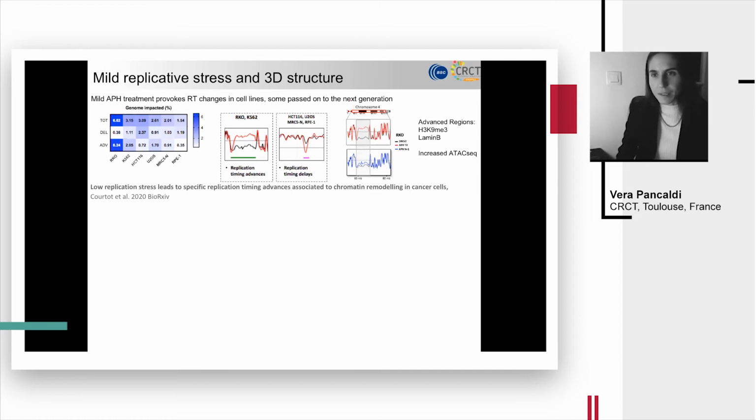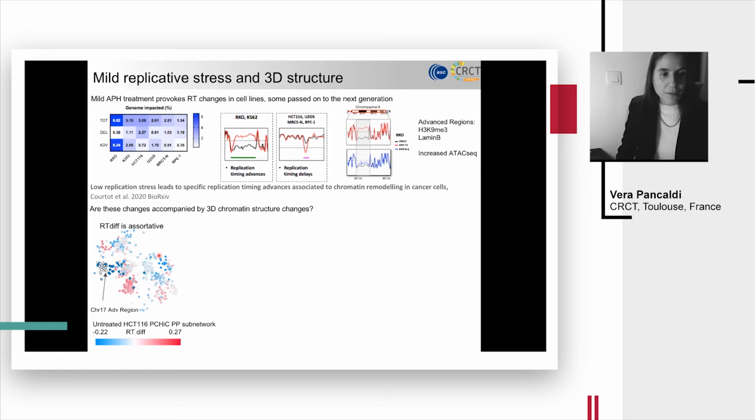The reason that we think this might be happening is, first, that these advanced regions are enriched in H3K9me3 and in lamin B. And the treatment was shown to increase the accessibility of chromatin through ATAC-seq. So now we wanted to see if the changes are accompanied by 3D chromatin structure rearrangements. And this is very preliminary, but we saw that the replication timing difference across the network is actually assortative in a promoter capture Hi-C network. This is specifically for the HCT116.